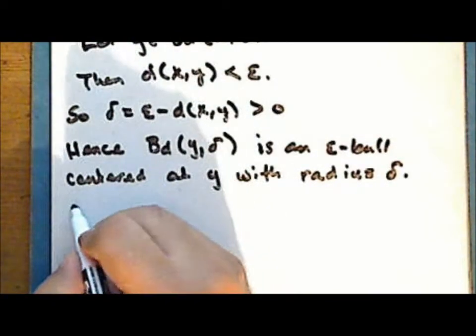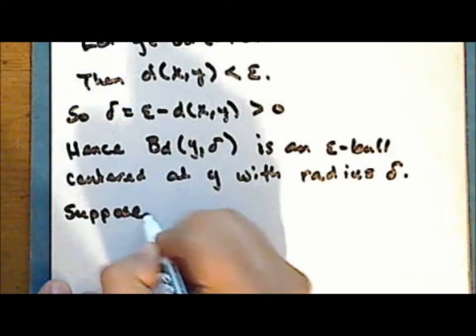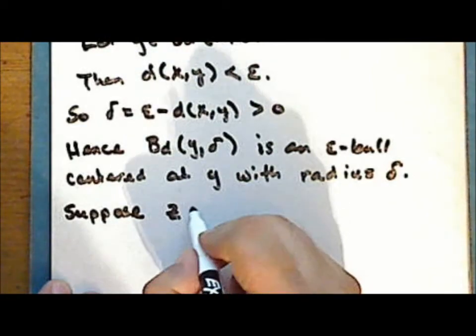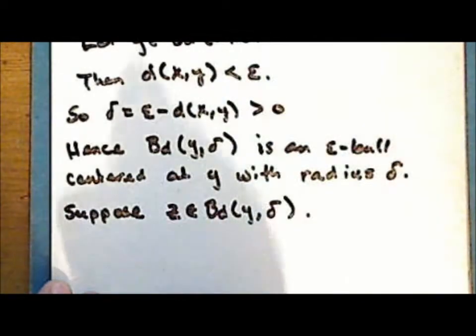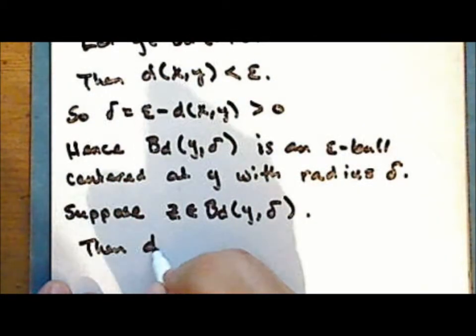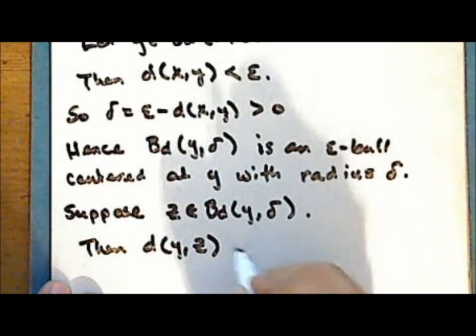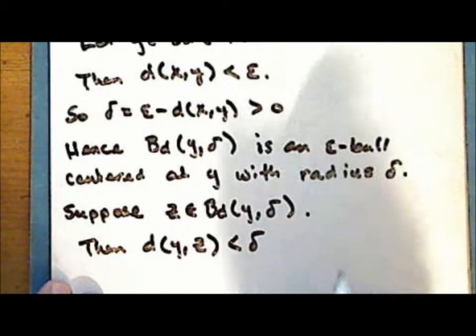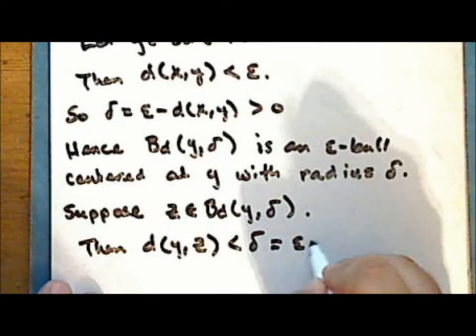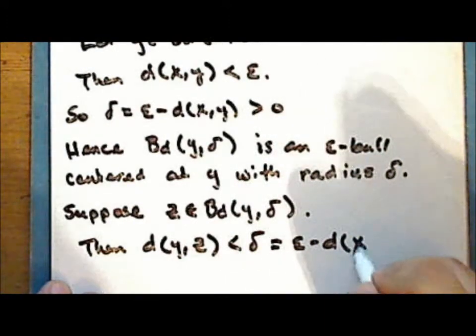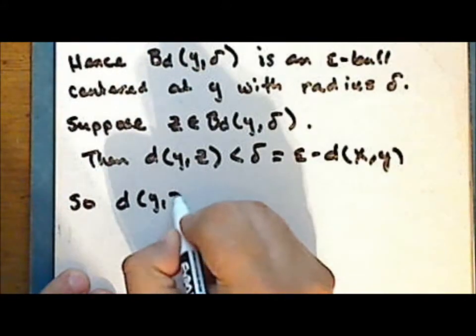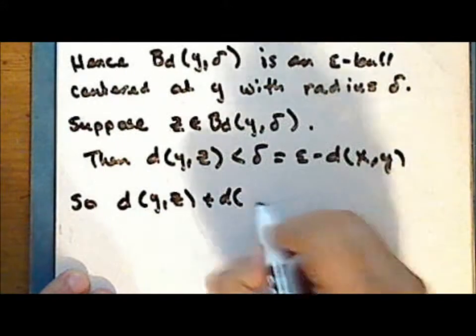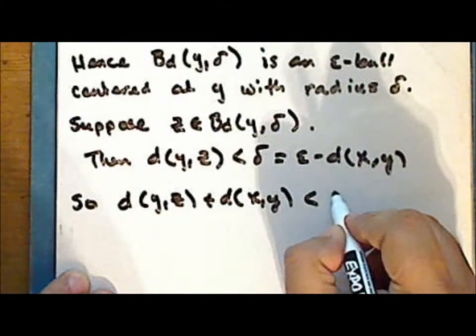So now suppose that the point Z is in the epsilon ball centered at Y with radius delta. Then the distance from Y to Z in the metric D is less than delta, which is equal to epsilon minus the distance from X to Y in the metric D. And so the distance from Y to Z plus the distance from X to Y is less than epsilon.